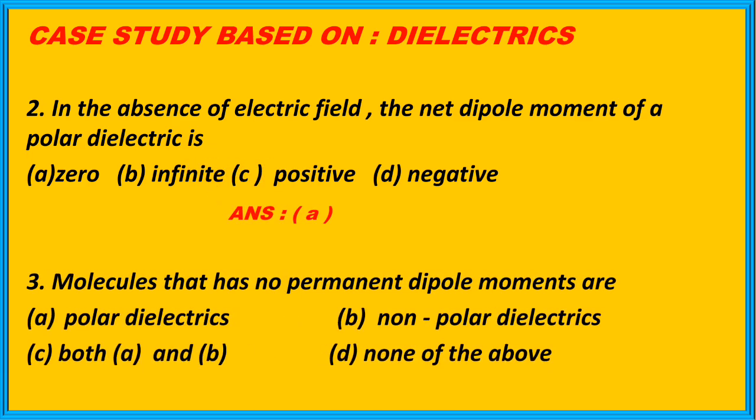Now question 3. The molecules that have no permanent dipole moments are: option A, polar dielectrics; B, non-polar dielectrics; C, both A and B; D, none of the above. Here your correct answer is B, non-polar dielectrics.